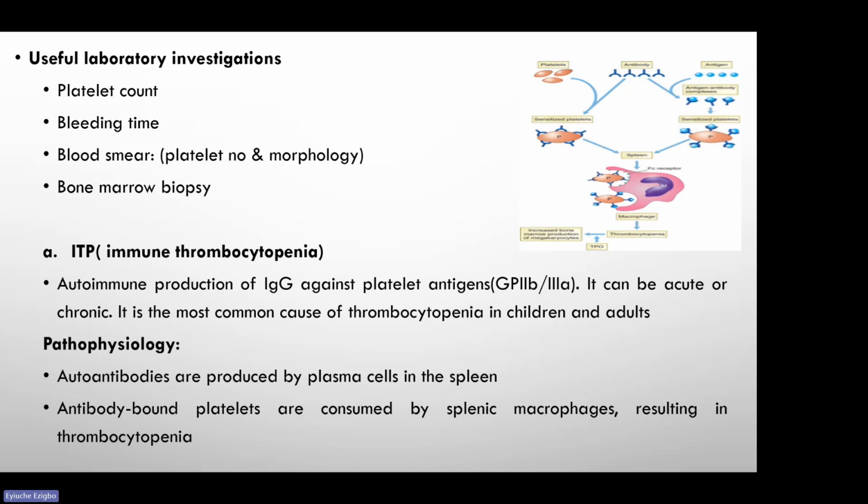So the pathophysiology of ITP: autoantibodies are produced by plasma cells in the spleen of the individuals. These antibody-bound platelets are consumed. These autoantibodies are produced by plasma cells in the spleen against these platelet receptors. So they now bind with the platelets. Now the antibody-bound platelets are consumed by splenic macrophages, resulting in thrombocytopenia. So the plasma cells in the spleen are producing these autoantibodies, which bind to platelet receptors. The platelet-bound antibodies are also being consumed out of the circulation by macrophages located also in the spleen. So that should be ringing some bells in your head.